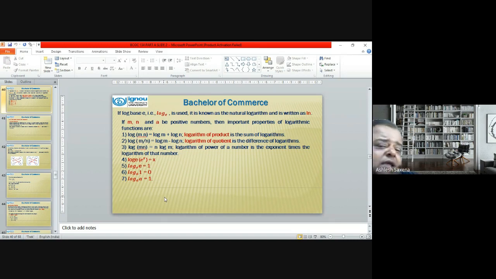Now this is basically what we have. We will be using somewhere in our mathematics part these 3 properties: log mn, log m by n, and log m raised to the power n.